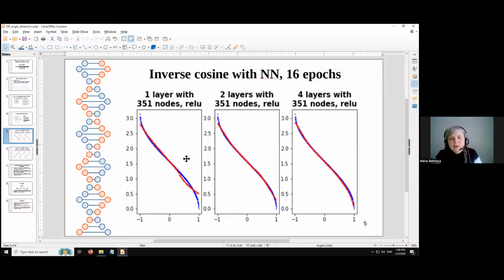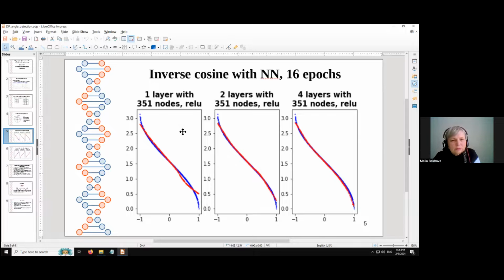Here I took 1,000 points and split them in the usual train and test subsets. 70% were for train, 30% for test. And the blue line is the true line. So this is the x values plotted against exactly the inverse trigonometric function values.